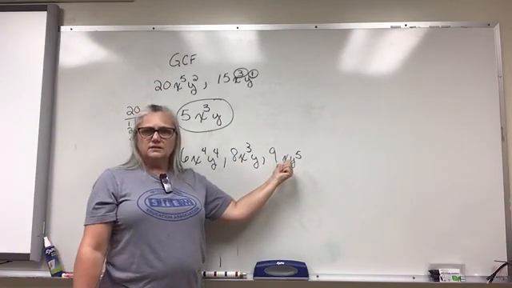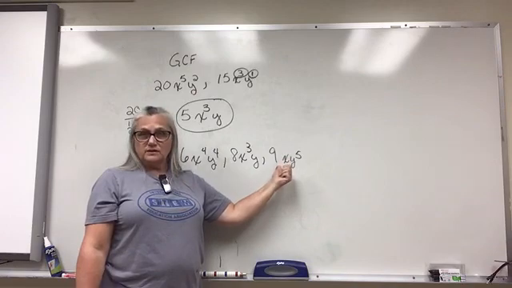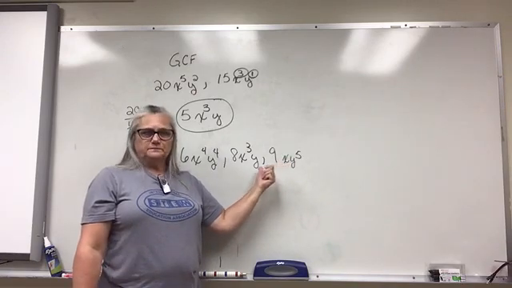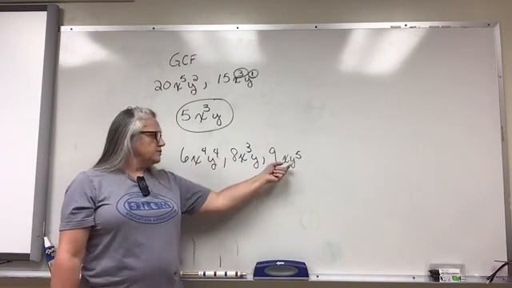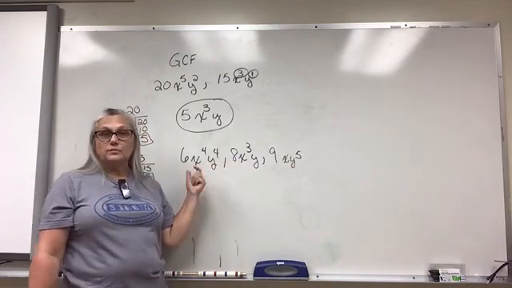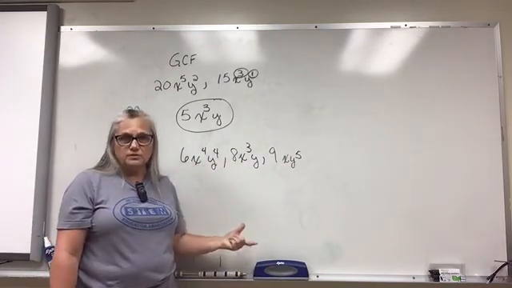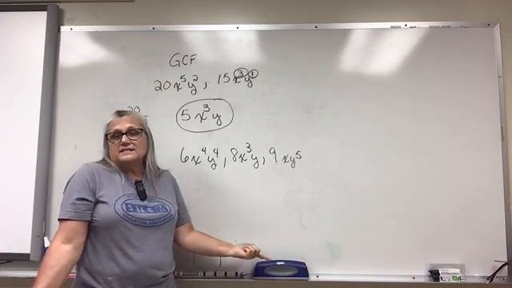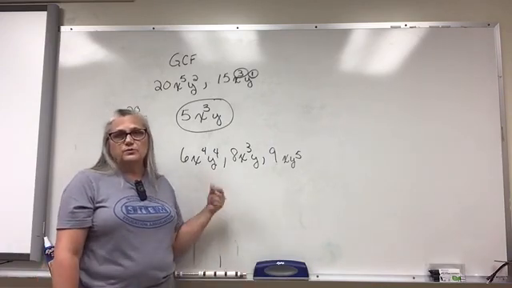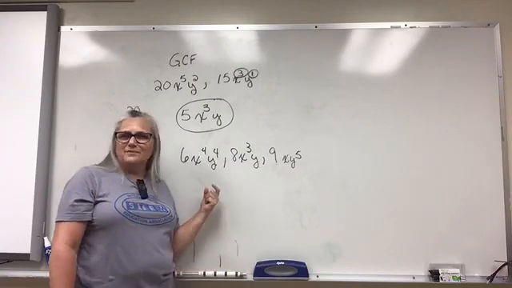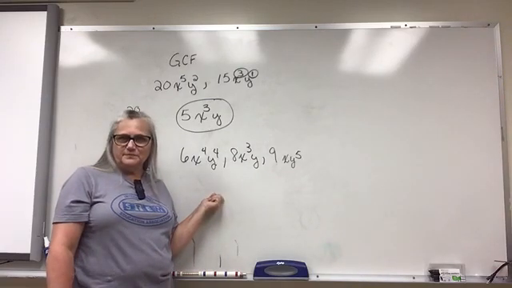And I've got 9 and 1 and 3 and 3. Well, I have a 3 here and a 3 here and a 2 here and a 2 here, but I don't have anything common between all three numbers. So I can't say I have a common factor between all three numbers. That means I don't put a number down here.